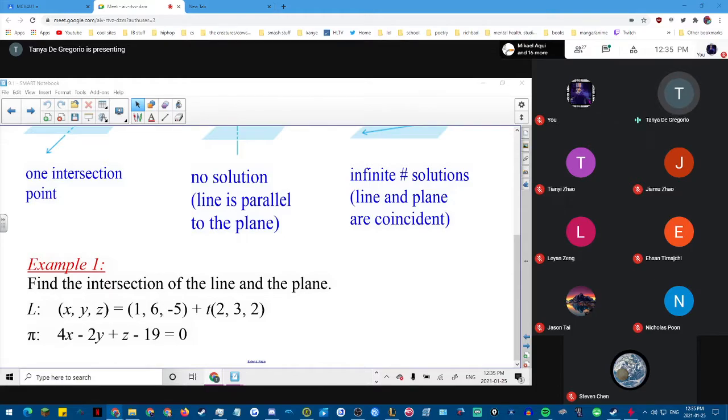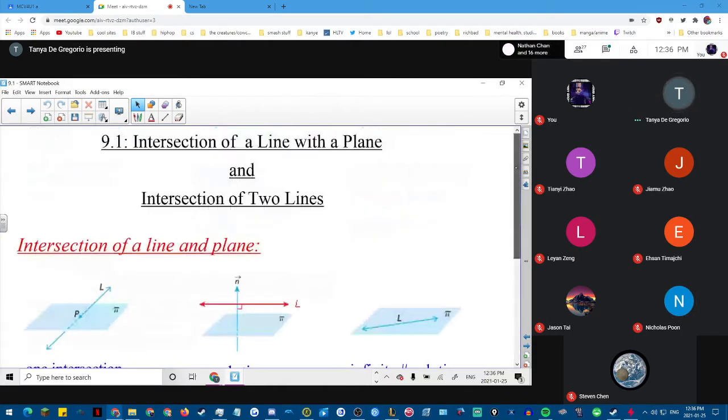So I'm going to come up with an expression for x, y, and z. And I'm going to plug that into the plane. And then am I going to come up with a point? Where do we go from there? What am I going to end up with? A t value. Excellent. You're going to get a t value.